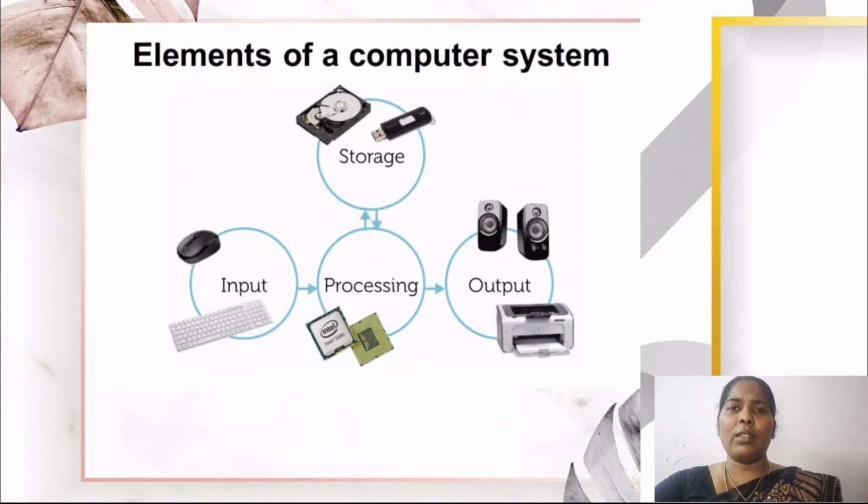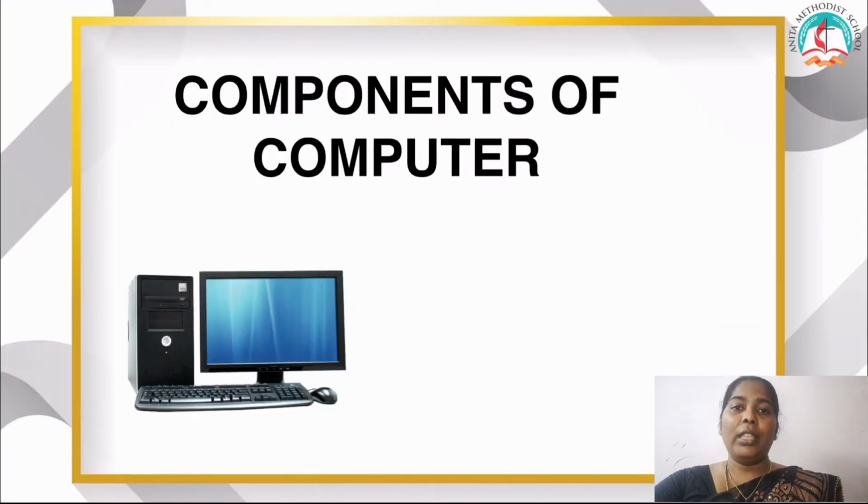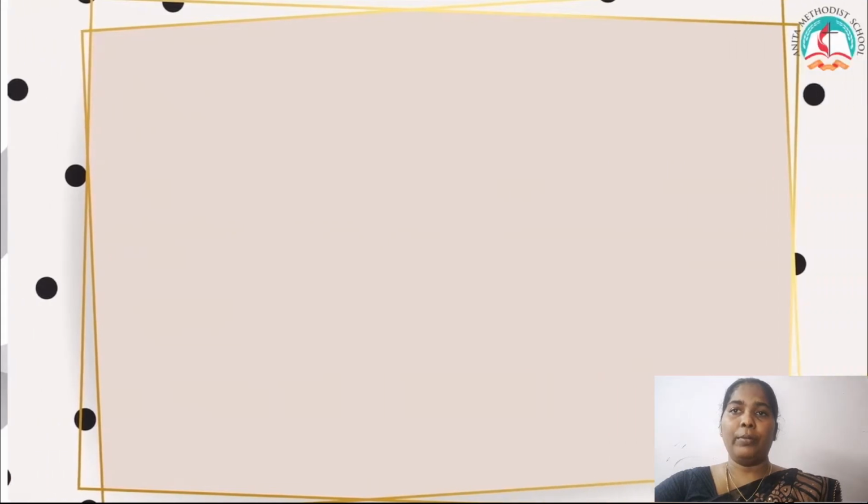What is this? Components of computer. The computer is a set of hardware and software. Hardware means physical components of computer like keyboard, mouse, monitor, etc. Software means a set of instructions in a machine understandable form. So when we have both hardware and software, it gives the desired output.